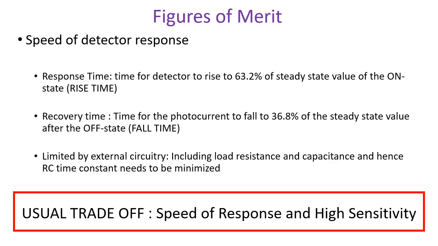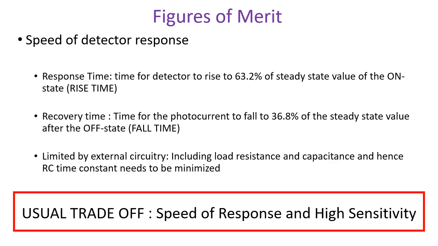Similarly, there is a recovery time. That is, when the signal goes off, how quickly does the detector come back and get ready for the next event to be detected. So this time for the photocurrent to fall to about 36.8% of the steady state value of the off state is precisely called the fall time. So there is a rise time and there is a fall time, which characterizes the speed of response of these detectors.